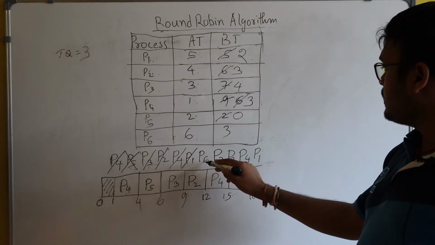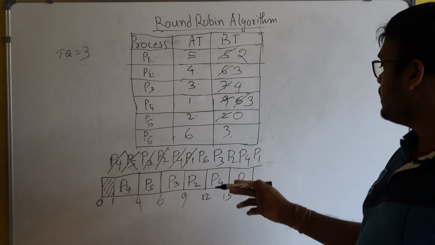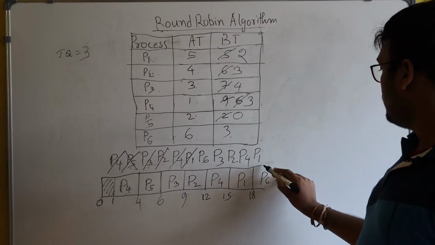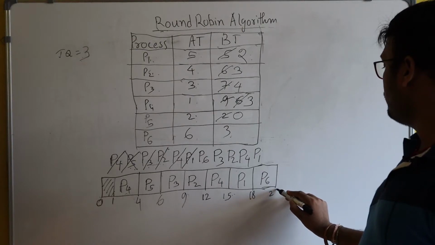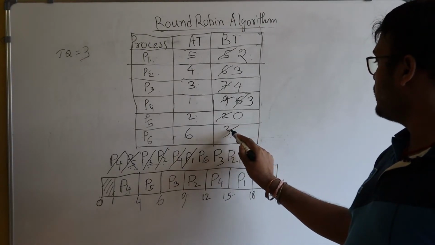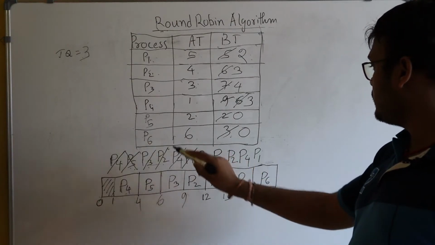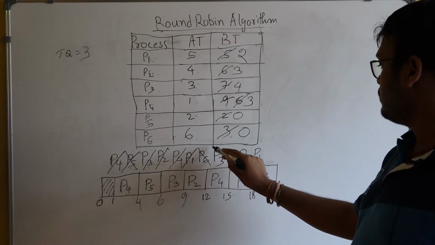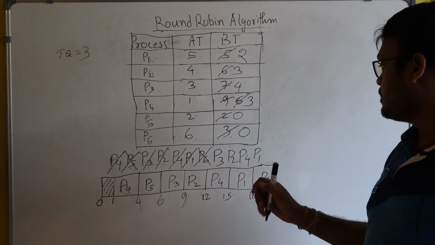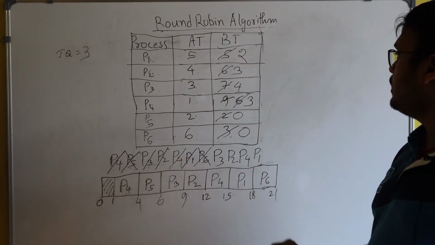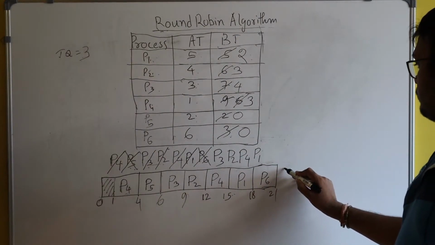So after P1, P6 is there. So you see the burst time of P6 is 3 seconds. Okay, so P6 will run for 3 seconds. It means since the burst time is equal to time quantum, P6 will fully execute. P6 will fully execute. 0 seconds left. It means P6 is done. So I will remove P6. So P6 is done. Now CPU will be given to P3. So here is P3. So I will write P3 here.